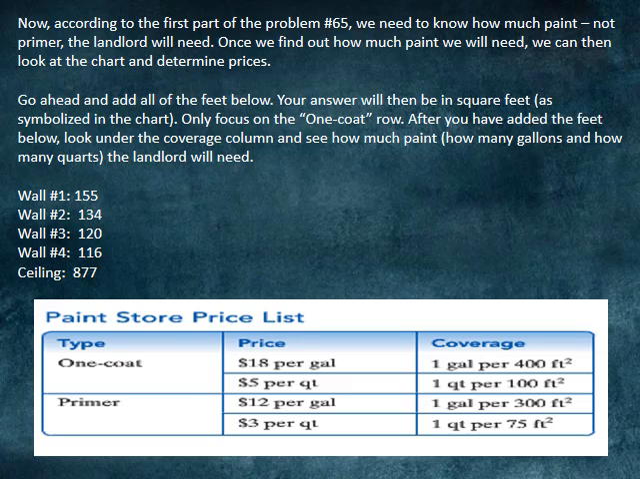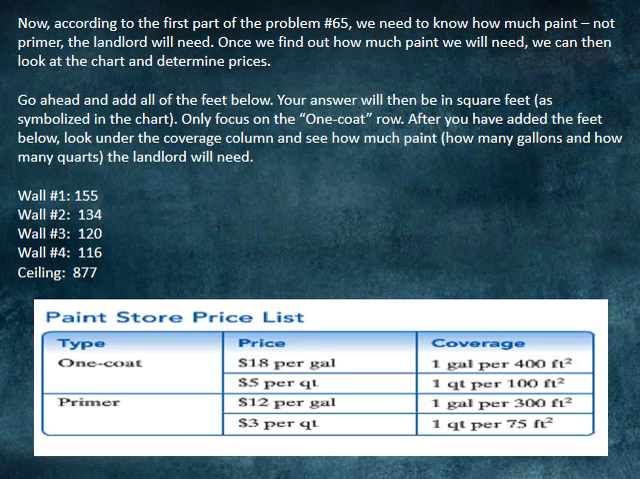But one of the things that we do need to also consider in the landlord's painting is that he has to paint the ceiling. But obviously there's nothing on the ceiling, there are no walls or doors on the ceiling, so we just take the total dimension of the ceiling, which was 877 square feet. So according to the first part of the problem, which is number 65, we need to know how much paint, not primer, okay?